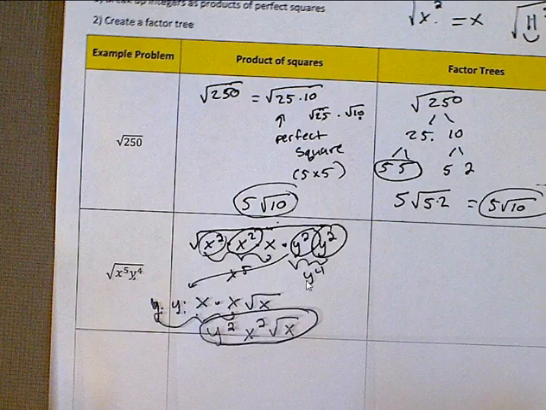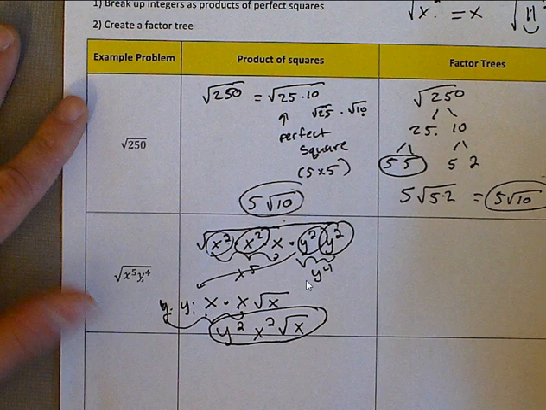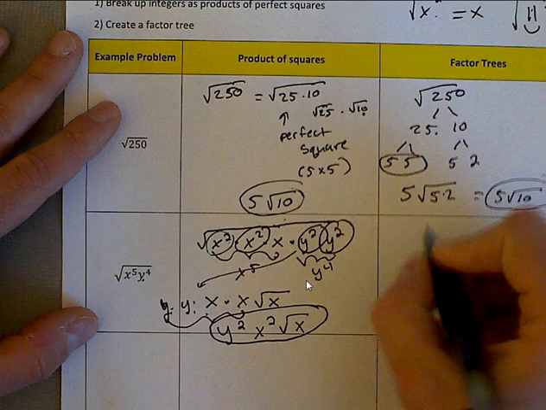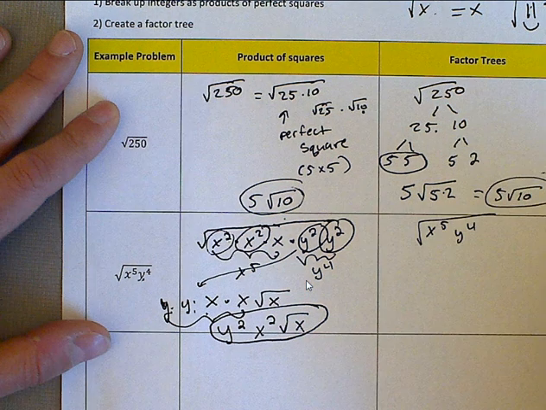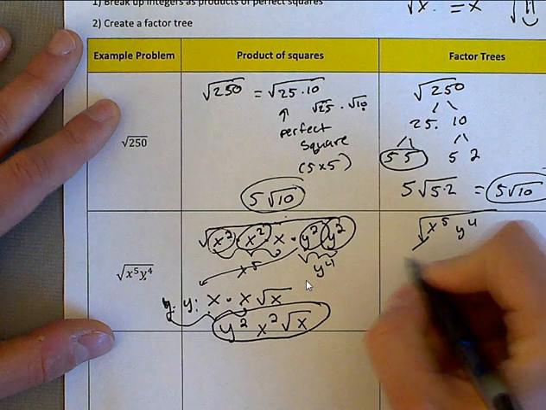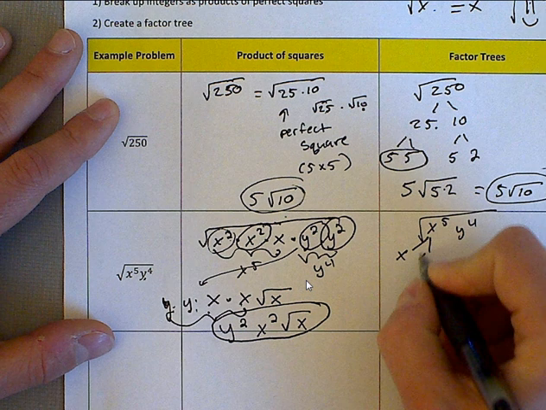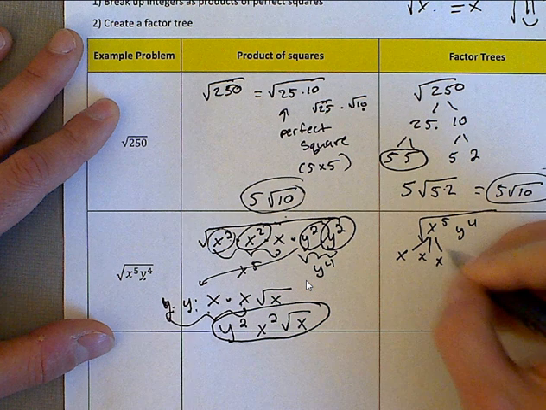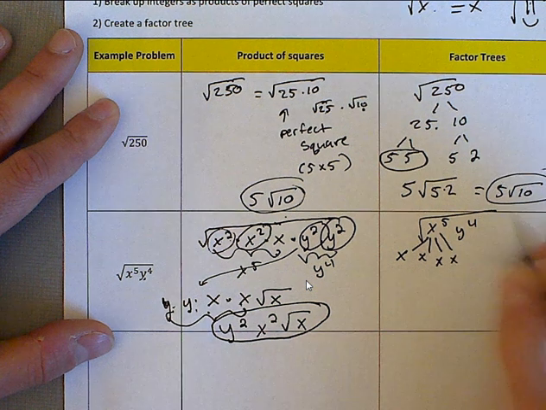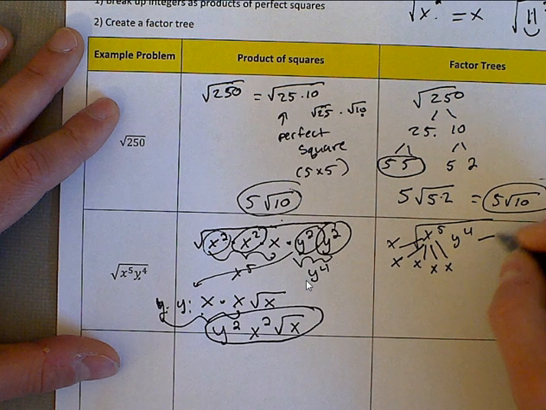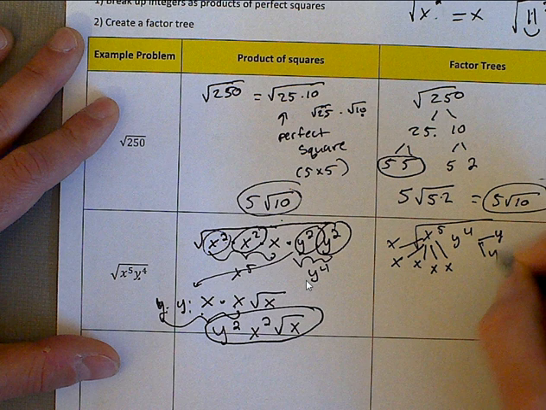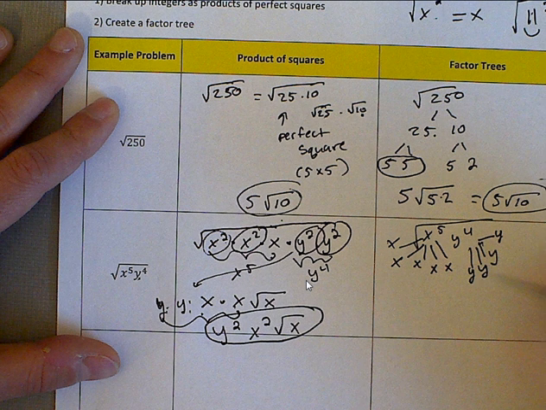Now let's look at the same problem, but let's look at it with the factor tree. So you have x to the 5th, y to the 4th, and x to the 5th is of course x times itself 5 times, so x times x times x times x times x, and then y to the 4th is y times y times y times y.